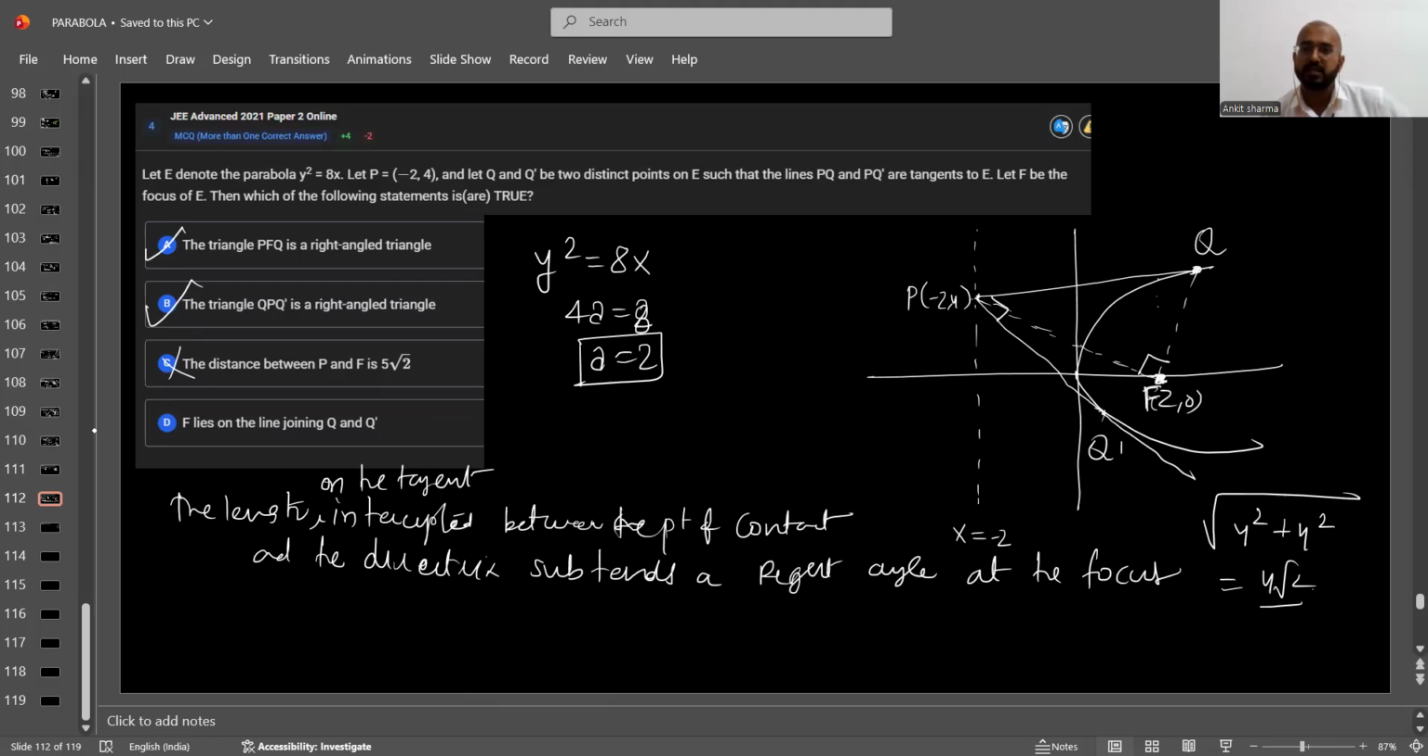So we know that these tangents here are perpendicular. So if I join Q and Q dash, they are asking whether F is collinear or not. So F is going to be collinear if we can prove that the distance between Q and Q dash is the same as the distance QF plus FQ, which is nothing but the focal distance. So in a parabola, this is also the property here. So yes, D is also correct. F lies on the line joining P, F, Q, and Q dash. They are collinear.